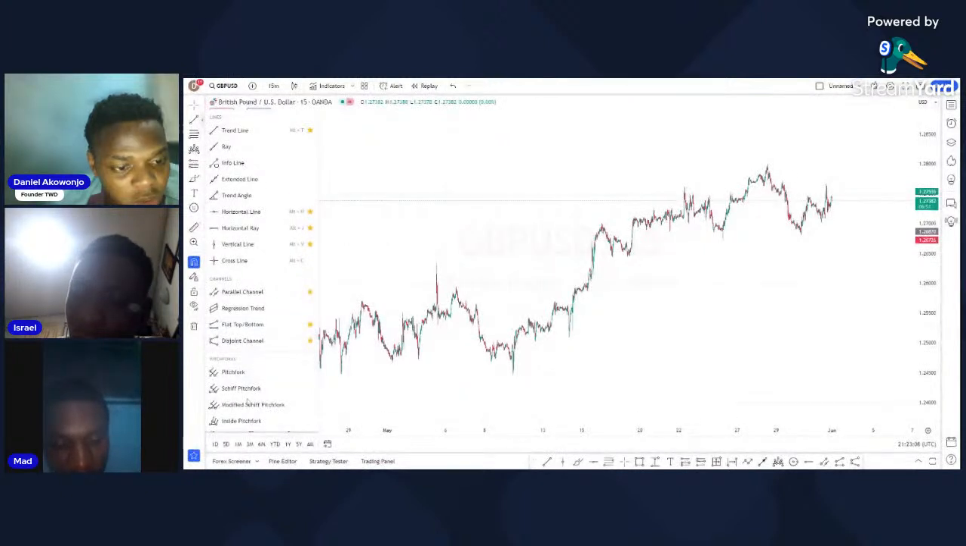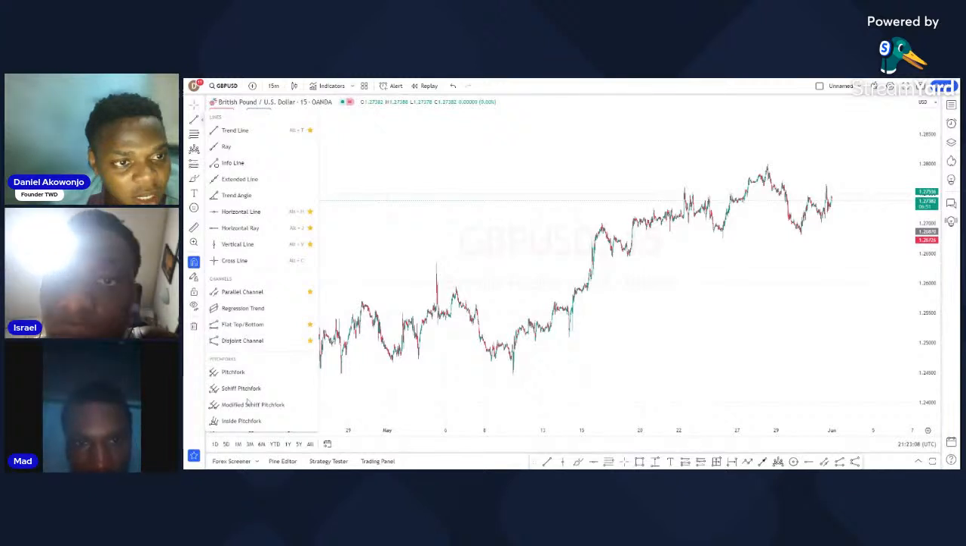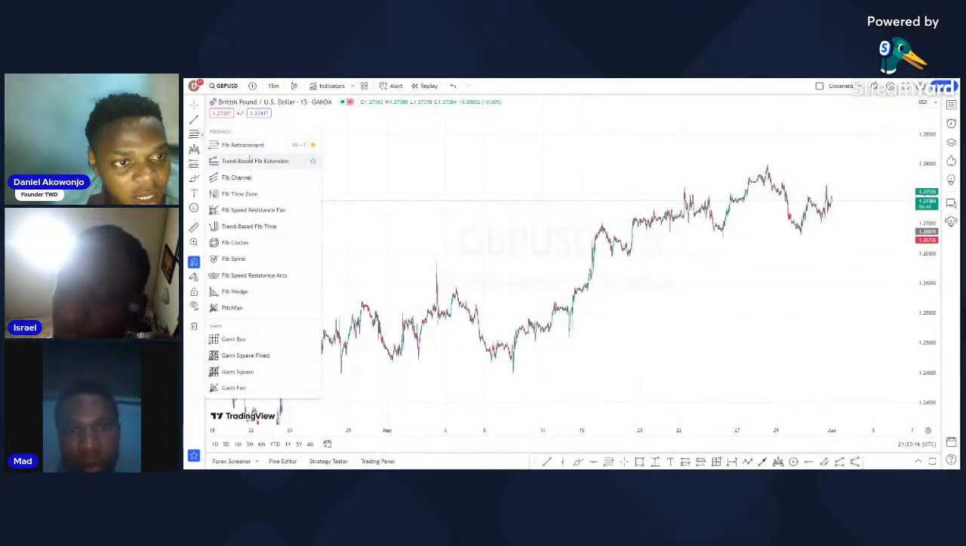Okay, so all these channels are what I need, but I don't really pay attention to this one. Now the next one is this Fibonacci. You need this Fibonacci retracement. This is the only tool I used in this section. I use only this Fibonacci retracement.